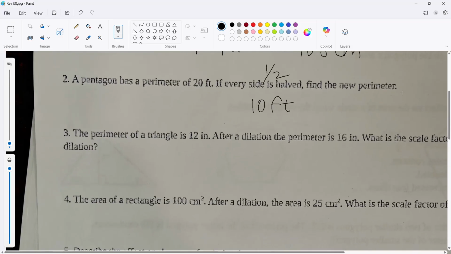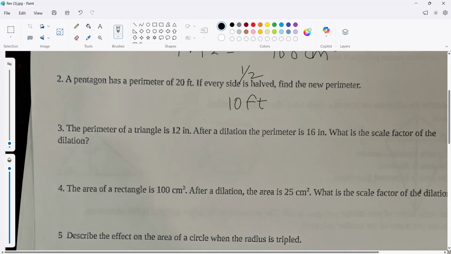The perimeter of a triangle is 12. After a dilation, the perimeter is 16. What is the scale factor? Okay, so it got bigger. So the new 16 divided by 12 equals, what is that? 4 times 4 is 16, 4 times 3 is 12. So the scale factor is 4/3.